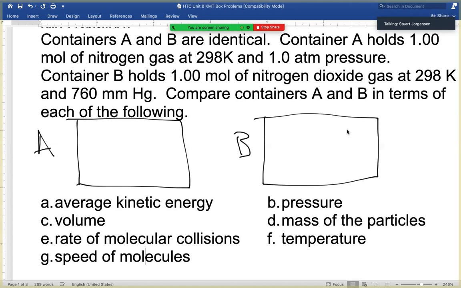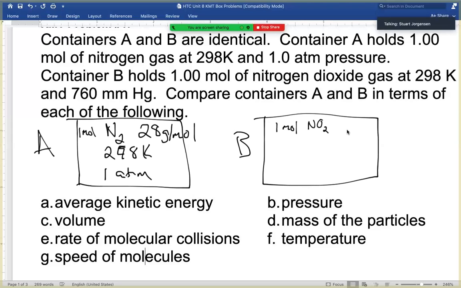Container A holds 1 mole of nitrogen gas, that'd be N2. We know something about those particles. They're going to have a mass on average of 28 grams per mole. We've got a temperature of 298 Kelvin, and we've got a pressure of 1 atm. Cool. Sorry for the scribbles. Hope you can read it. I'll do better on this next one. Box B has 1 mole of nitrogen dioxide gas. Oops, sorry, I should include my 1 there. So we got 1 mole of nitrogen and 1 mole of nitrogen dioxide.